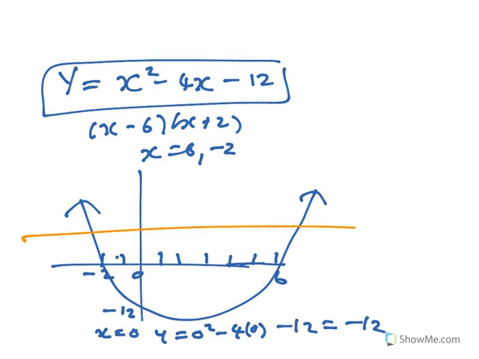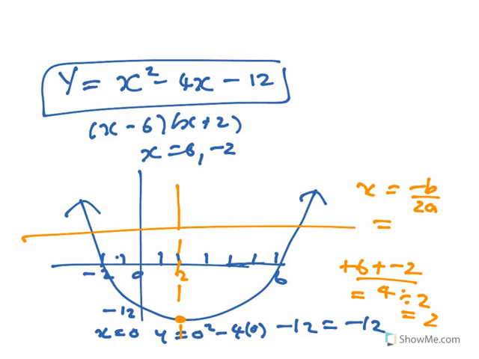So at the moment it does not have an inverse. If you go halfway between plus 6 and minus 2, you get 4, and then divided by 2, halfway would be 2. So at x equals 2, that's where your vertex would be. You could also go minus b on 2a. So minus b would be minus minus 4 on 2 times 1. So it's 4 on 2, so see how it's x equals 2.